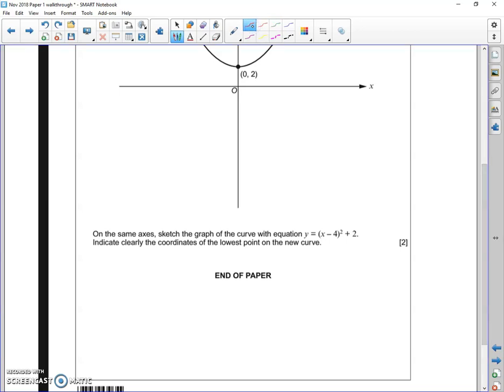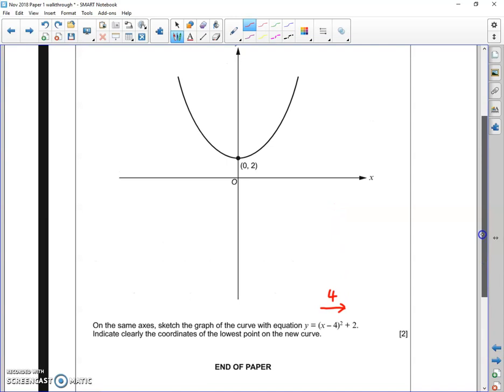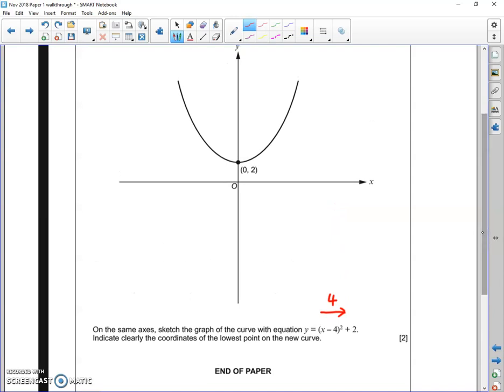In this topic, things in brackets do opposite to what you might think they do. Taking away 4 inside a bracket actually pushes your graph to the right by 4. Okay. So where we had the coordinate 0, 2, if we push that 4 to the right, and there's no scale, so you can pretty much put it anywhere you want. There's 4, and I'll mark it as 4, 2. It hasn't gone up or down.